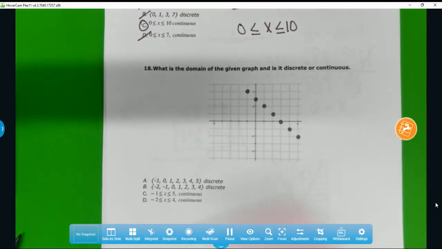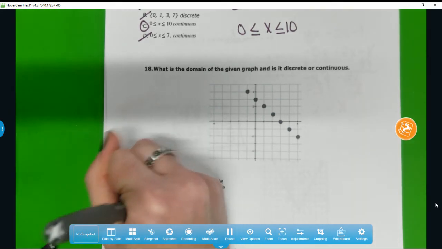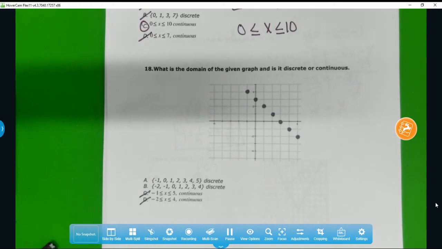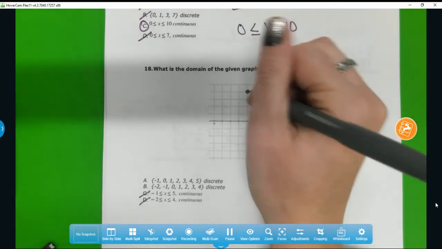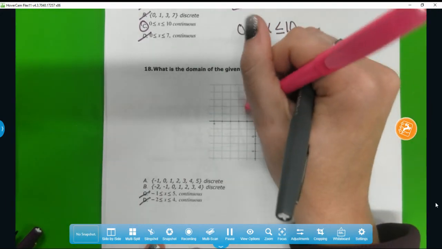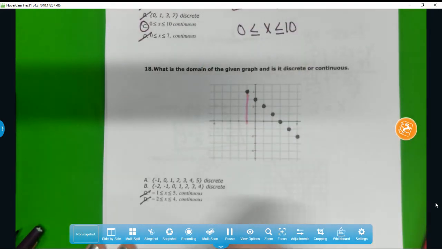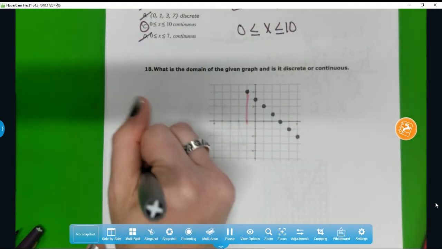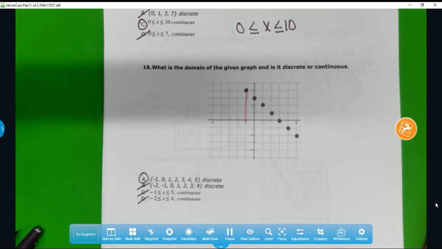Okay, last one. What is the domain of the given graph, and is it discrete or continuous? So this one's discrete because we have dots. So what we would do is look at this dot. It is at -1. So that is my smallest value. That means A would be my answer.